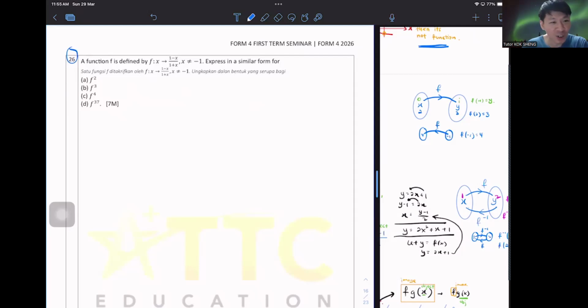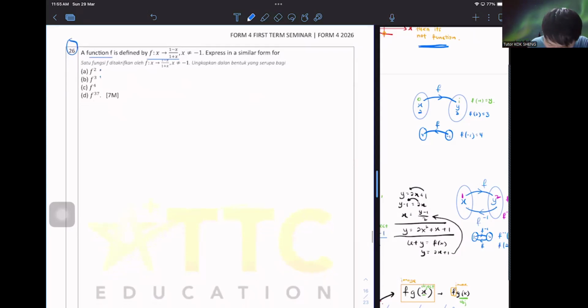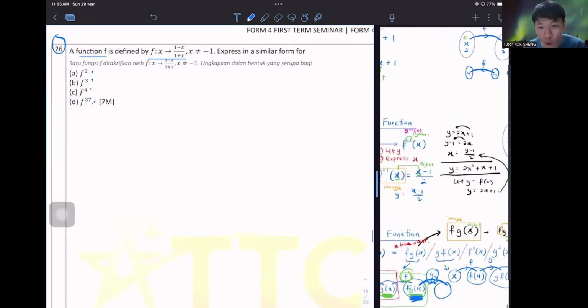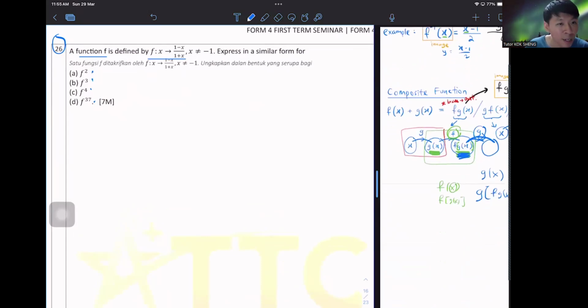There are parts A, B, C. So 26 here: a function f is defined by f of x, expressed in a similar form, for 1, 2, 3, 4. There are four composites you have to find. You can see they combine two functions. f squared is f f. f cubed is f f f. Then f4, you know. f37, you know, right? So it seems like you have to go through so many times of f. Okay, let's see the A first.